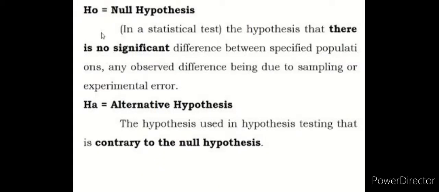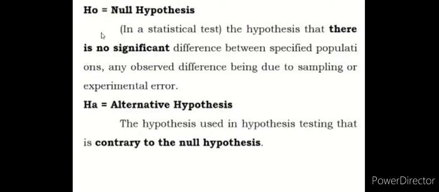Remember also the two terminologies, the null hypothesis and the alternative hypothesis. In a statistical test, the null hypothesis is that there is no significant difference between specified populations, any observed difference being due to sampling or experimental error, meaning the two samples are not connected or there is no significant difference.